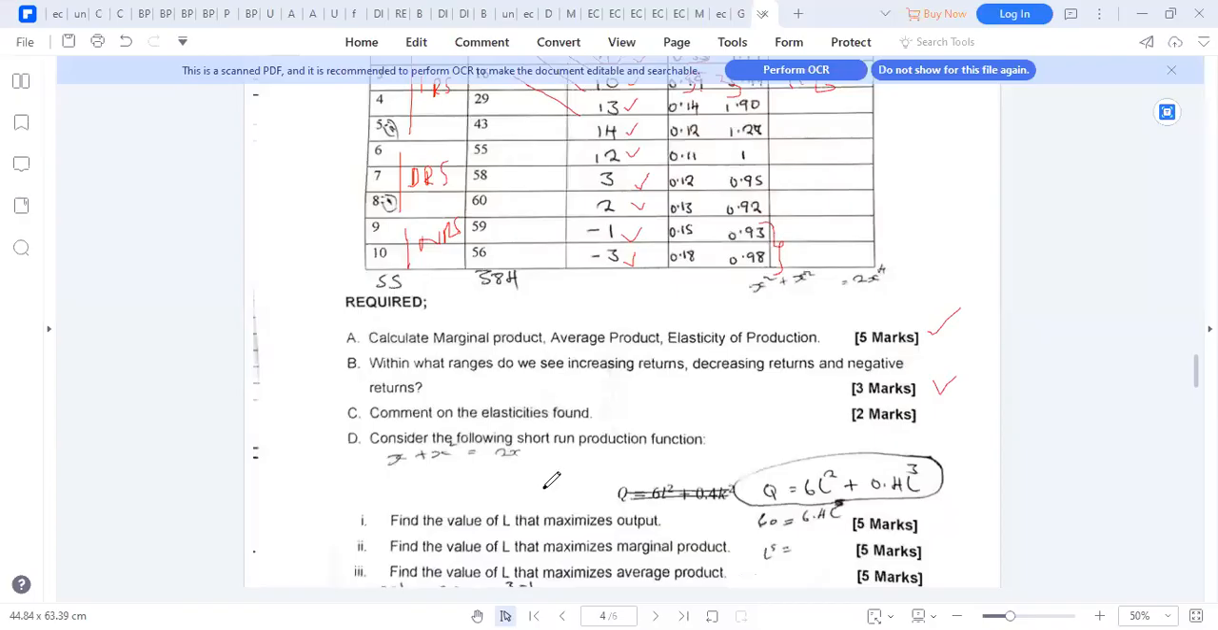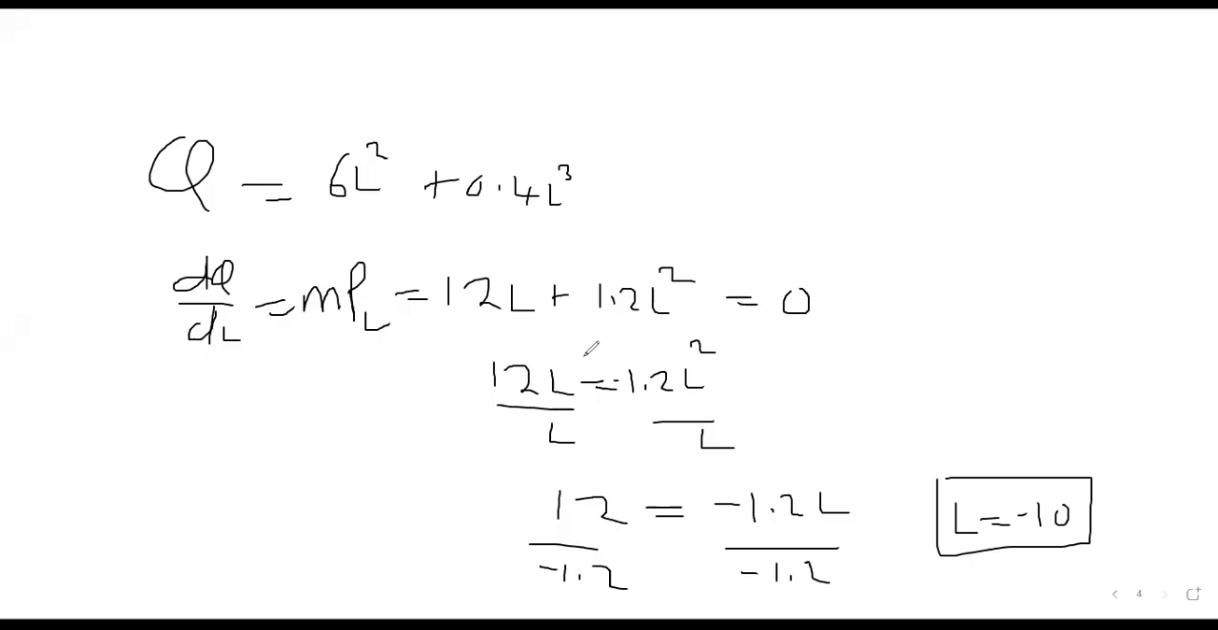So to maximize output, our L will be negative 10. Is that okay? I was trying to use another method, but if this is okay, that's fine.